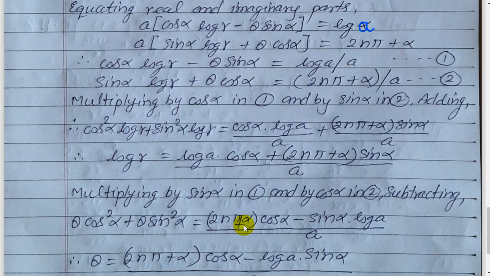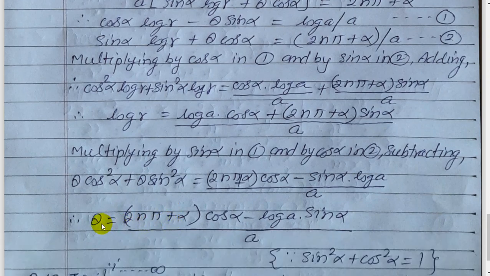2n pi plus alpha into cos alpha from the second equation, and from first here multiplying by sin alpha. So we get minus sin alpha into log a and entire upon a. Taking theta common, we get here theta multiplied by cos square alpha plus sin square alpha, which is equals 1. So therefore, theta equals 2n pi plus alpha into cos alpha minus log a into sin alpha entire upon a. Since sin square alpha plus cos square alpha is 1 for these two explanations.